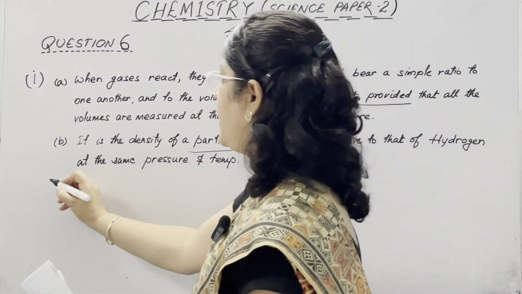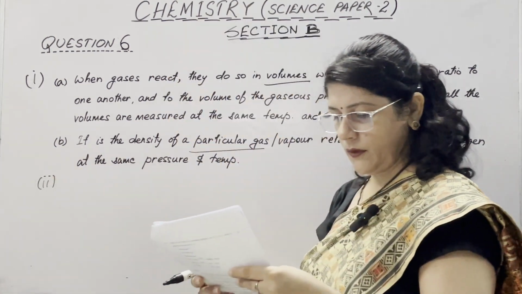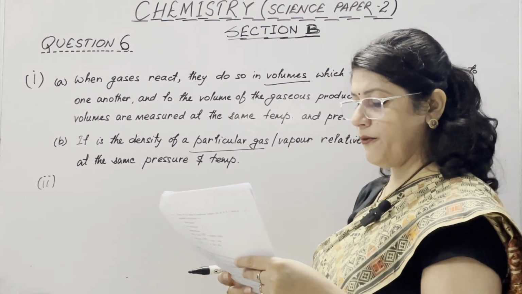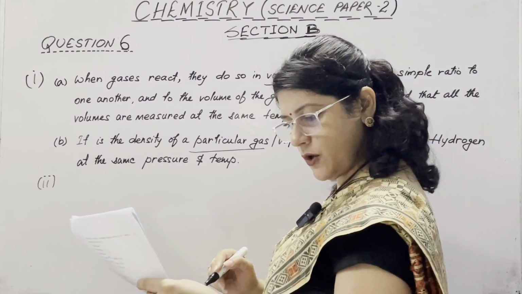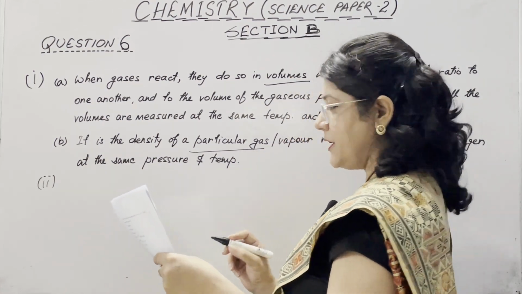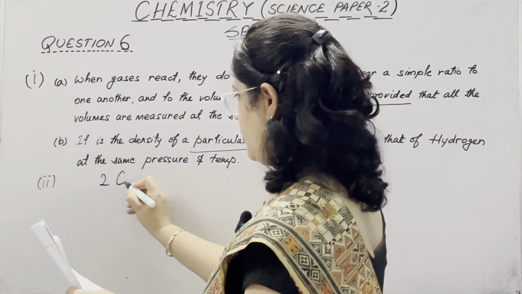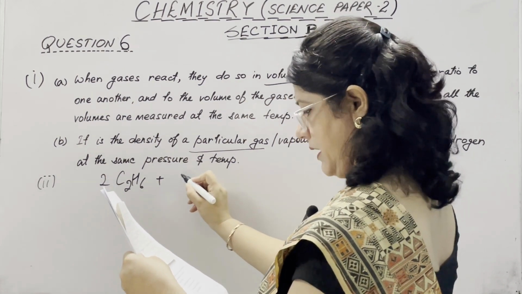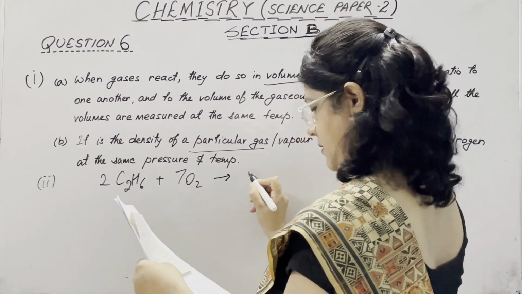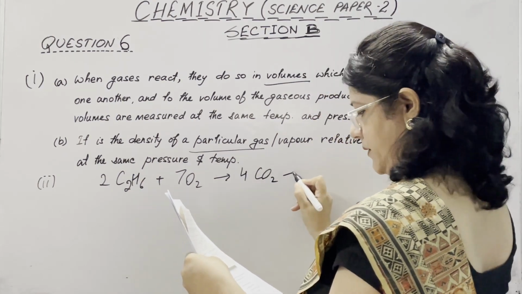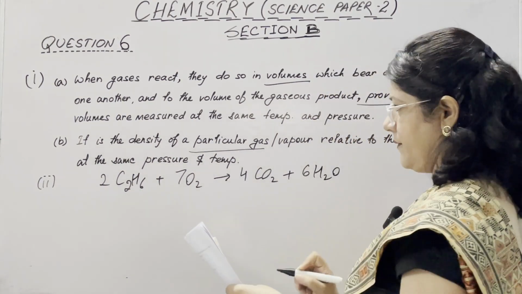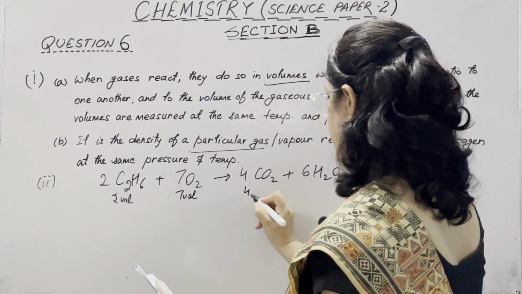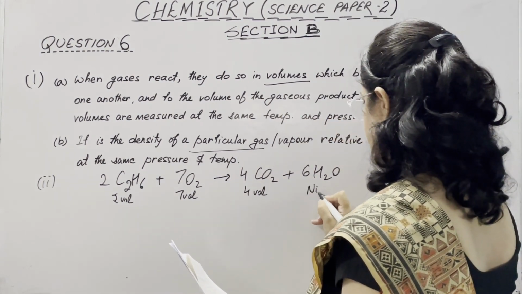In second part, we are using this law. Solve: 1200 cc of oxygen was burnt with 300 cc, cubic centimeter, of ethane. Calculate the volume of the unused oxygen and the volume of carbon dioxide. Two parts we need to solve here. Given equation is 2C2H6 + 7O2 gives 4CO2 + 6H2O. So here you can see 2 volumes, 7 volumes and 4 volumes of carbon dioxide, and water is nil.